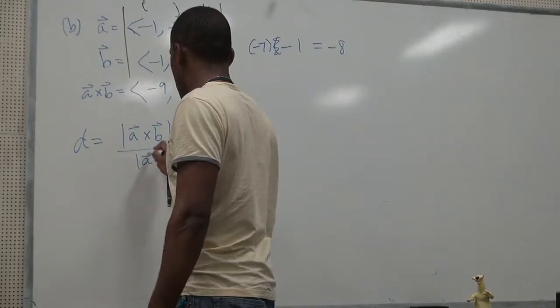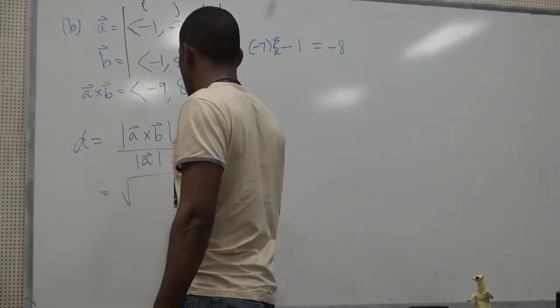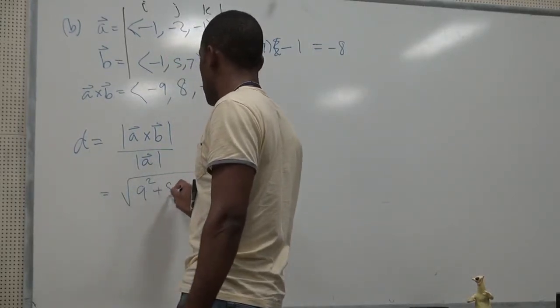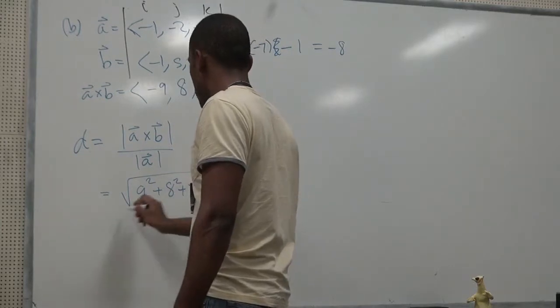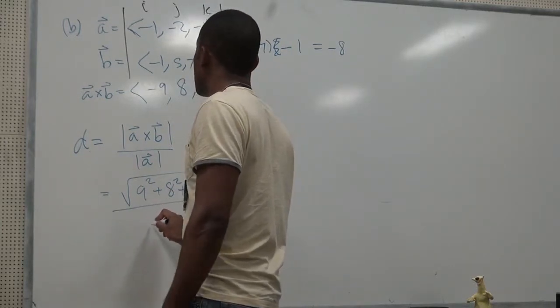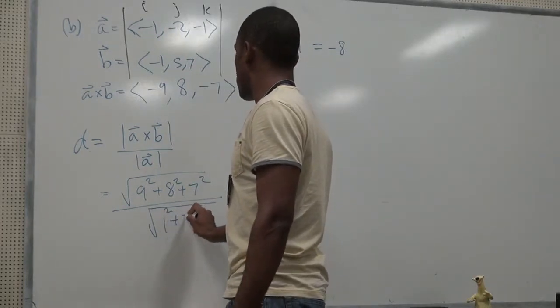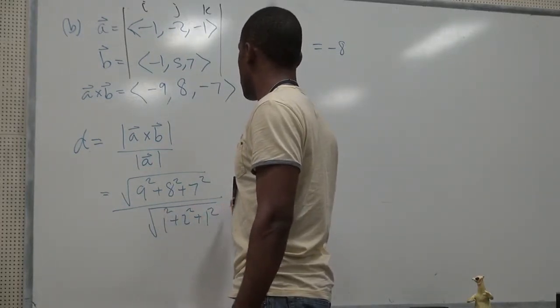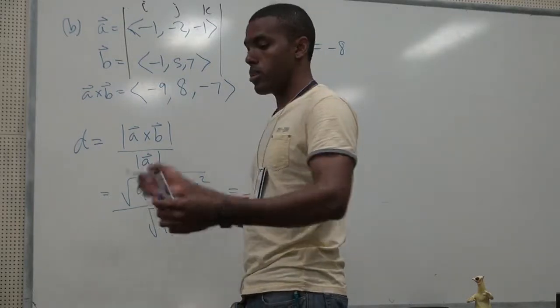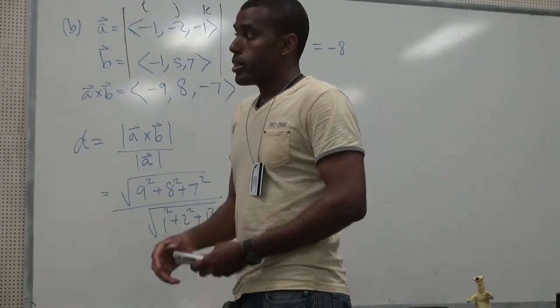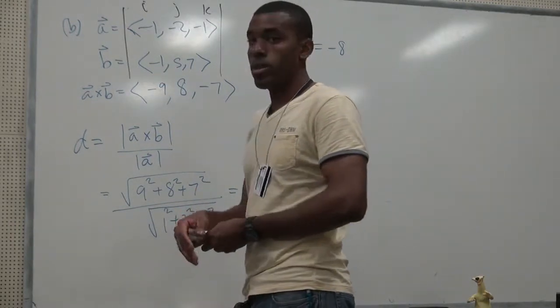The magnitude of A is the square root of 9 squared plus 8 squared plus 7 squared, all over the square root of 2 squared plus 1 squared, equals whatever. Other questions?